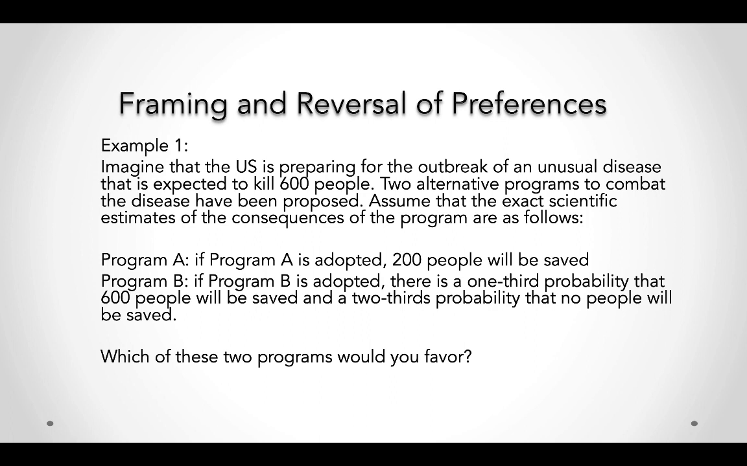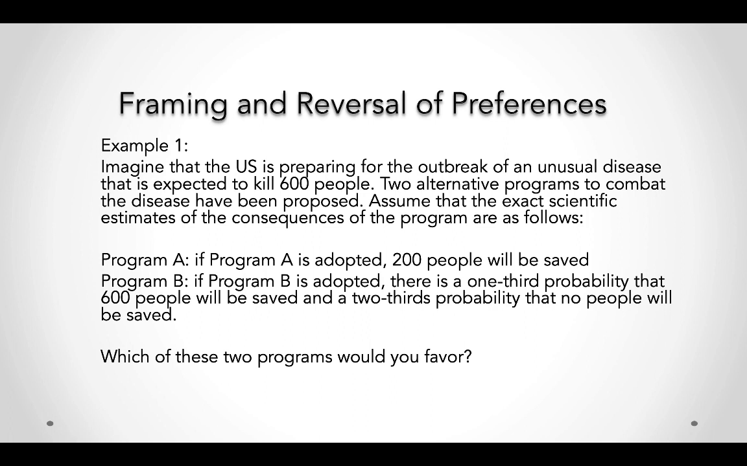So let's go through another example. This is a classic example from Kahneman and Tversky, and it says, imagine that the US is preparing for the outbreak of an unusual disease that is expected to kill 600 people.